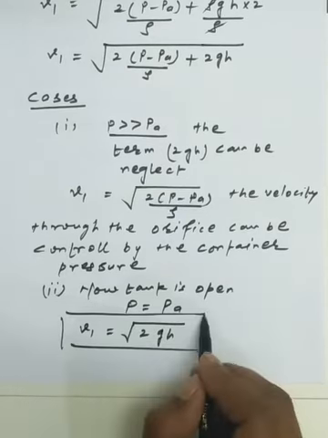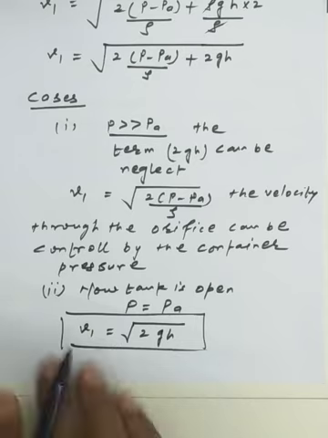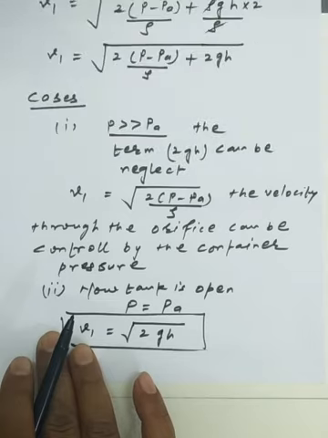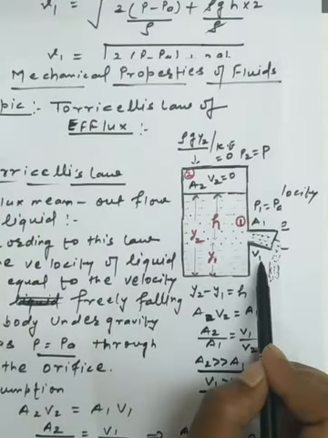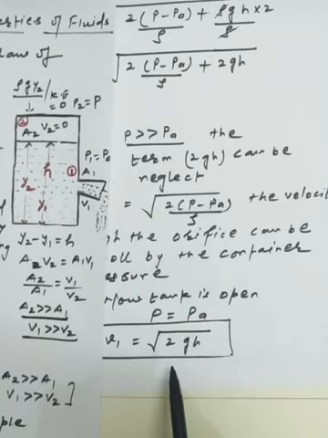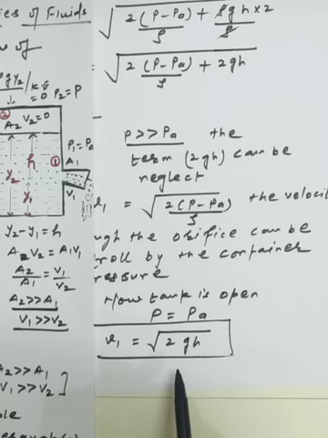So this is the result of the Torricelli law of efflux, and at this point we can understand that the velocity of the outflow of a liquid through the orifice is equal to the square root of 2gh, which is the same as the velocity of a freely falling body towards the surface of the earth under the action of gravity. So this is the result of the Torricelli law of efflux we have.